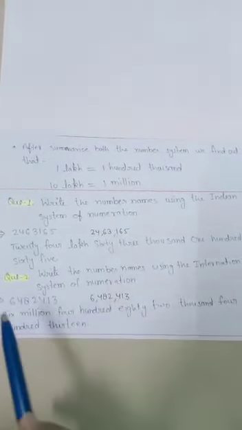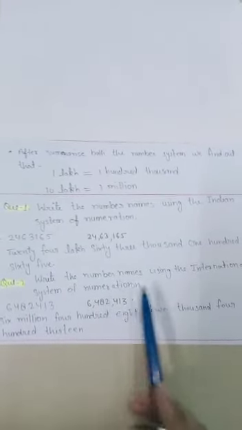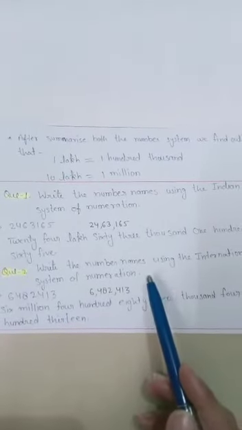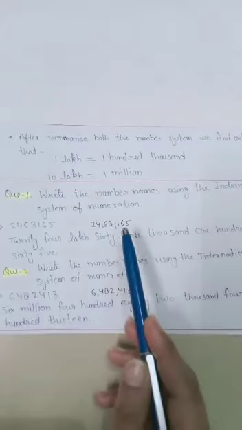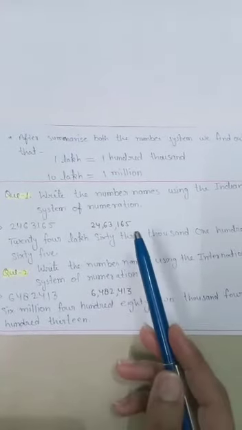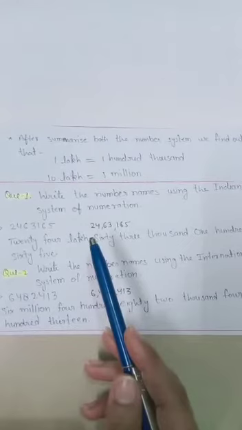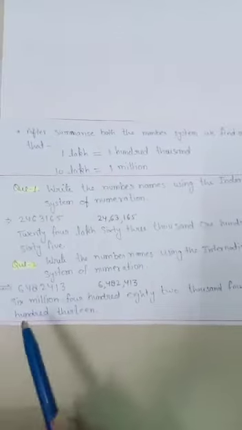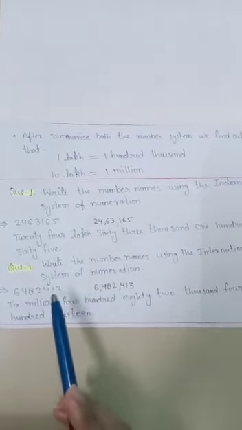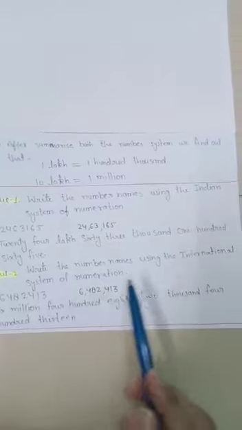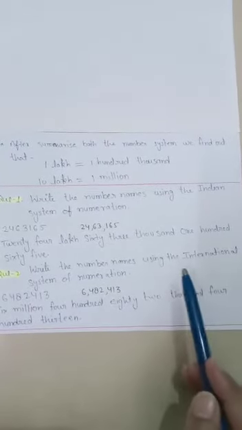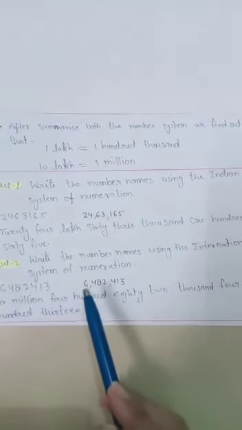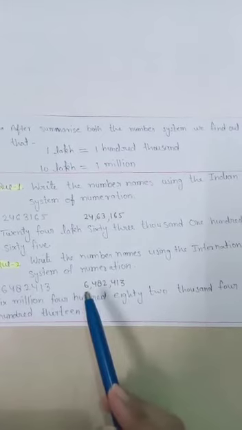Now come to our question number 2. Write the number names using the international system of numeration. Students, it is most important to put the comma in the proper place according to the number system. If you put the comma in the proper place, there will be no mistake. Now the next number is 6482413. What do we have to do here? We have to write the number name according to the international number system. So first we have to put the commas according to the international number system.